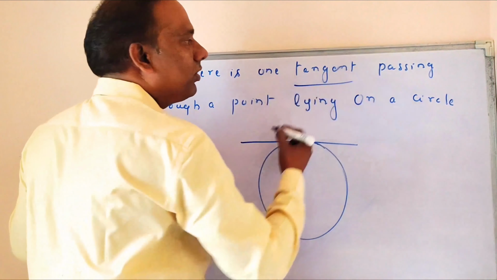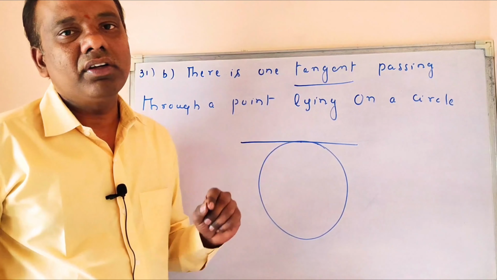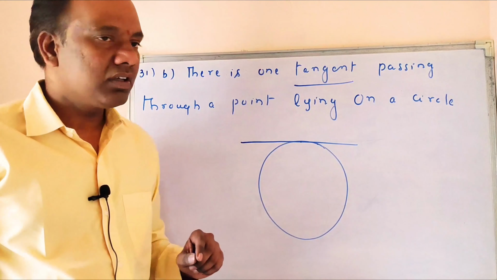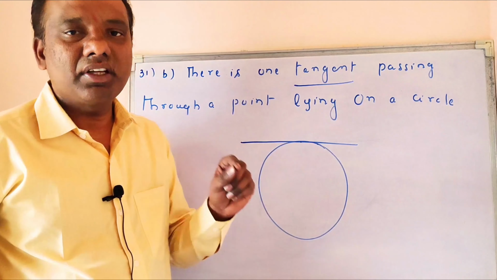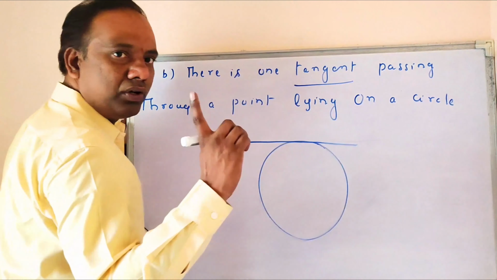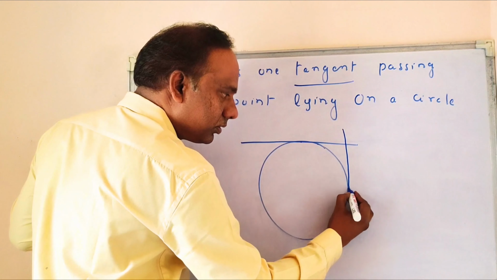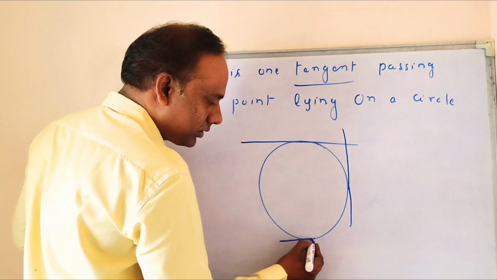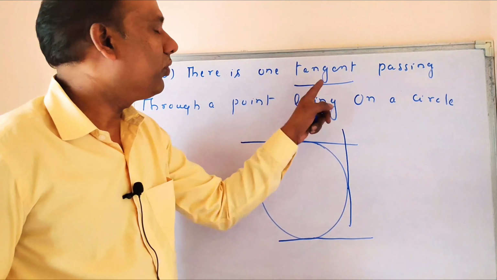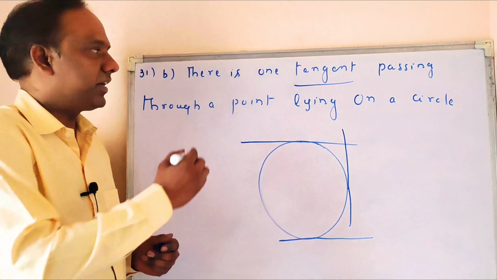First of all, the definition of a tangent is a line that touches a unique point on the circle. Unique point means the tangent touches only one point. Suppose this is the tangent. So for a point lying on a circle, we can draw only one tangent. So it is also a correct statement.